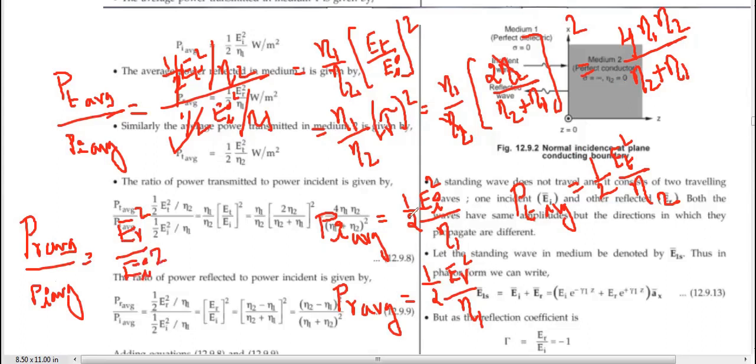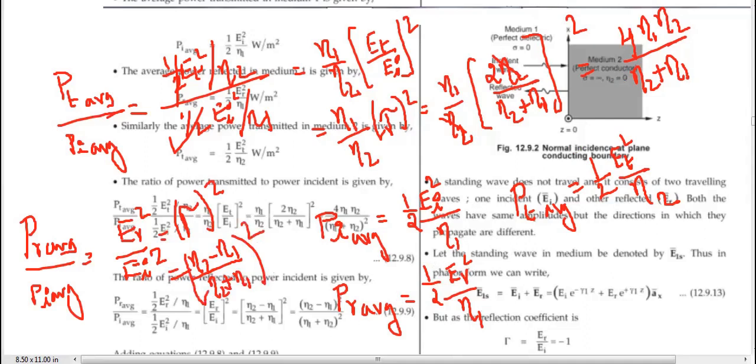After substituting the formulas, PR average is 1 by 2 ER square by eta 1, and PI is also 1 by 2 EI square by eta 1. So 1 by 2 eta 1 and 1 by 2 eta 1 get cancelled, leaving ER square by EI square. What is ER by EI? It is nothing but the reflection coefficient gamma, whole square. What is the reflection coefficient? Eta 2 minus eta 1 by eta 2 plus eta 1, whole square.